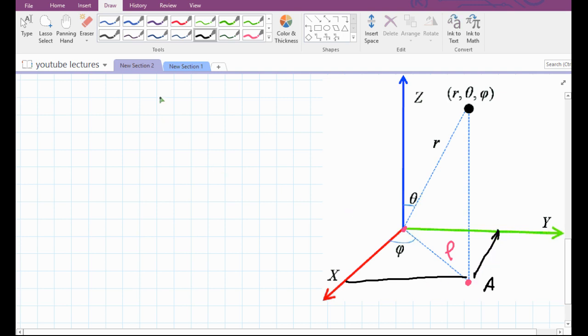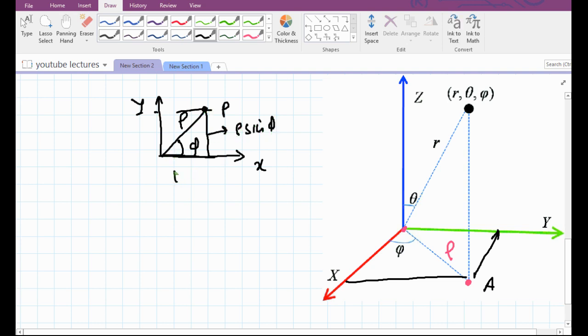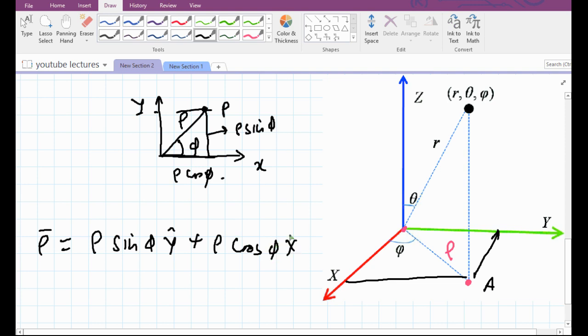Suppose you have a point here, this is my rho, and it makes an angle phi with the x-axis in the x, y plane. I can take a component parallel to the y-axis and another parallel to the x-axis. This is rho sine phi, and this is rho cos phi. You can easily break this into components with the help of the cosine and sine of phi. I can express this vector: the rho vector is rho sine phi y hat plus rho cos phi x hat.